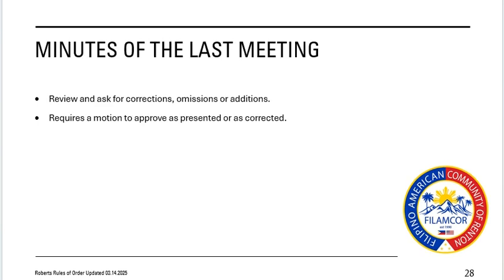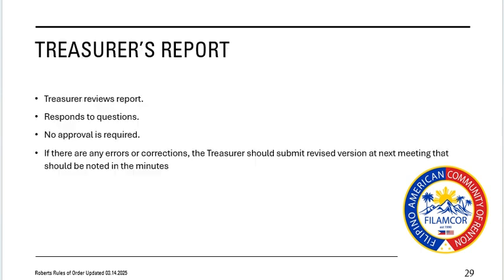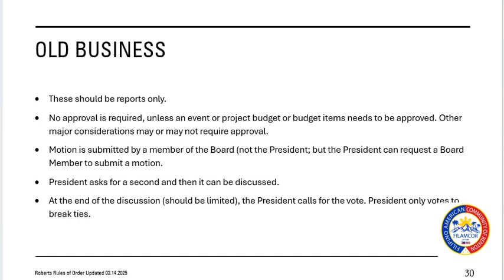Minutes of the last meeting. Review and ask for corrections, omissions, or additions. Requires a motion to approve as presented or as corrected. Treasurer's report. Treasurer reviews report. Response to questions. No approval is required. If there are any errors or corrections, the treasurer should submit a revised version at the next meeting, and that should be noted in the minutes.